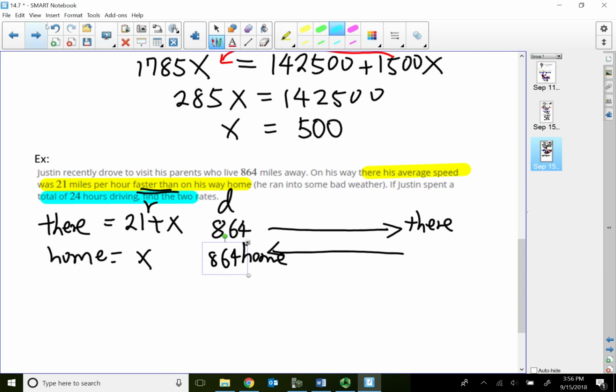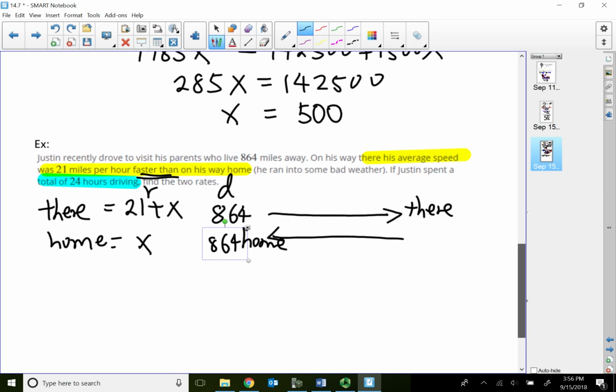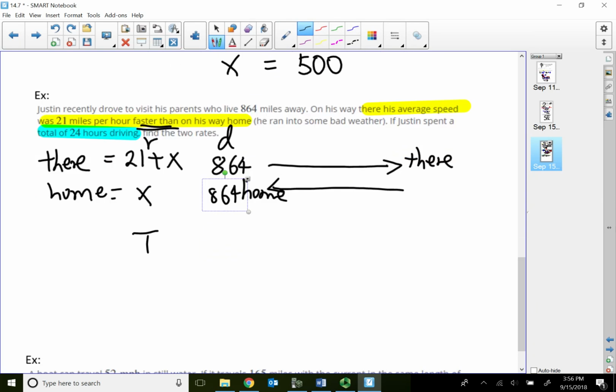Okay, if Justin spent a total of 24 hours driving, that means the time it takes for them to get there plus the time it takes him to come home together got to equal 24 hours. He is literally driving for 24 hours total. Of course, he'll probably take a break, but the total time traveled was 24 hours.